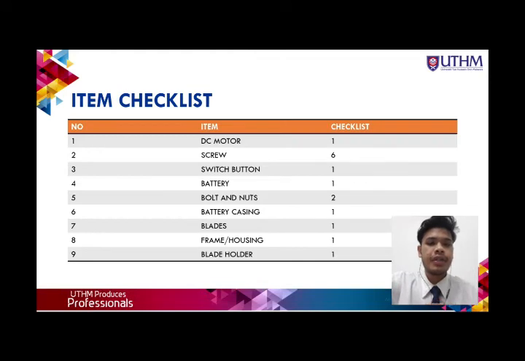Next, we will continue with the item checklist. The item checklist is shown in the table. For the product, we will use one DC motor, one switch button for powering the machine on and off, a rechargeable battery casing, removable blades, a blade holder, plastic housing, bolts and nuts to hold the blades and blade holder, and screws.